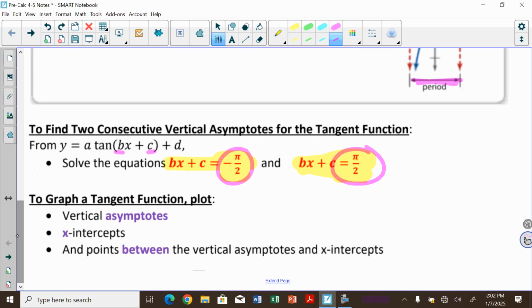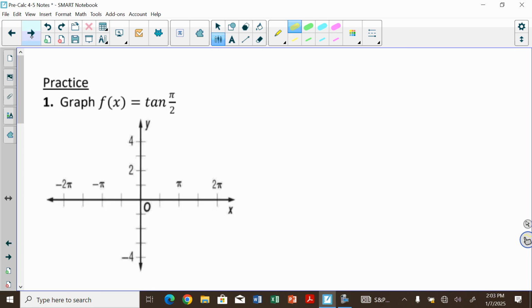So when we graph these, what are we looking to do? If we're graphing a tangent function, we've got to plot our vertical asymptotes, and we can get that right up here with these two equations. They'll give us consecutive ones. Then we can find our x-intercepts, and then we want to get points between the vertical asymptotes and the x-intercepts, and that's kind of how we get our curve the way it is. So let's do some examples here.